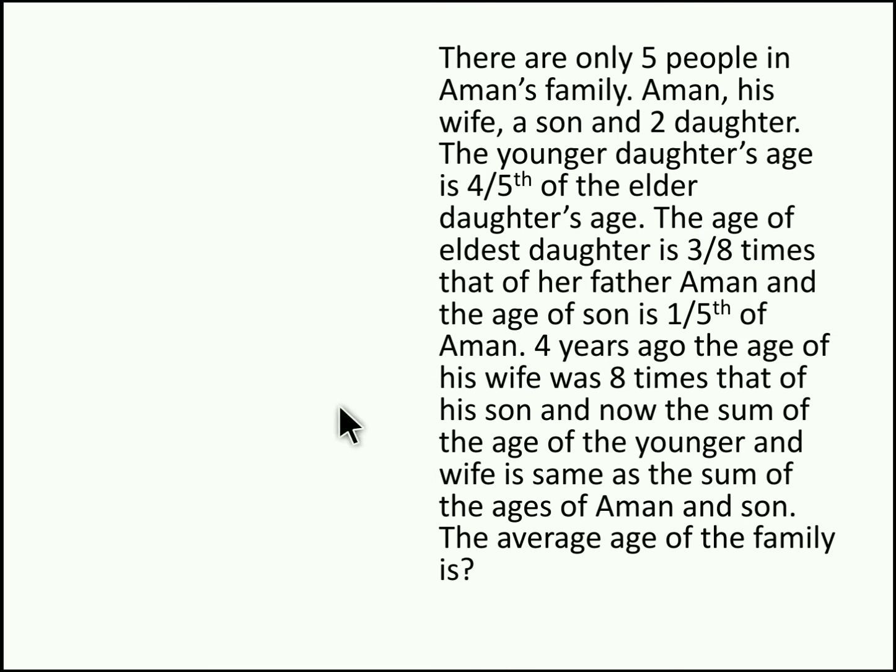Now, we totally have how many people? 5. Aman, his wife, his son, eldest daughter, we can name them E, and youngest daughter Y. Now we totally have 5 people. Now look at the statements carefully.